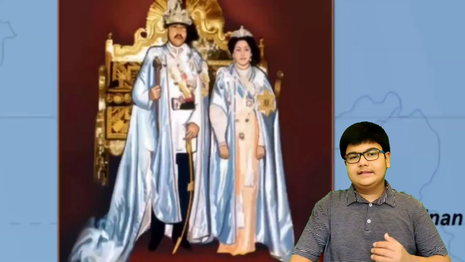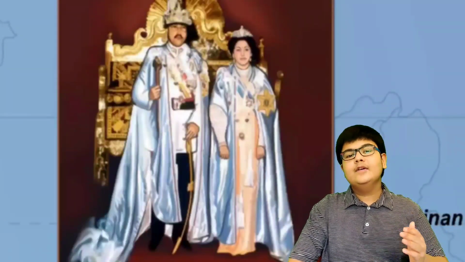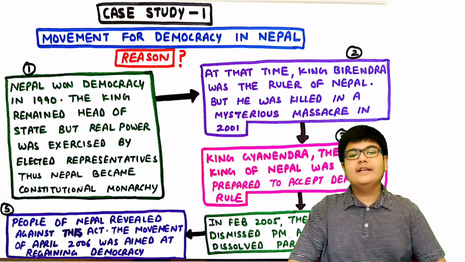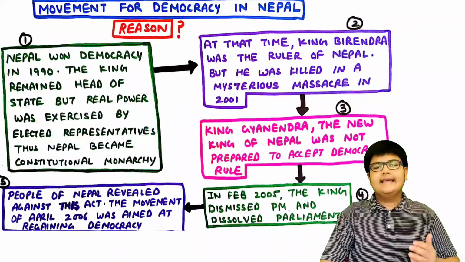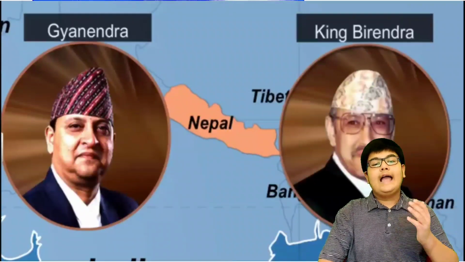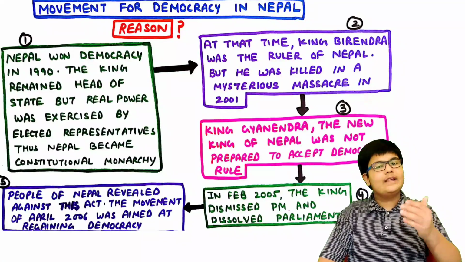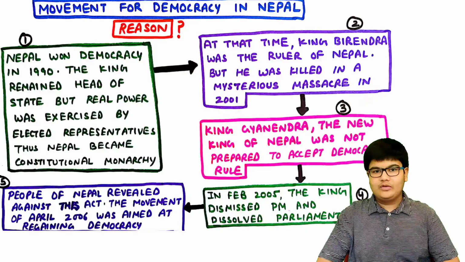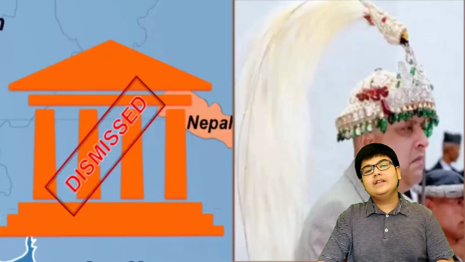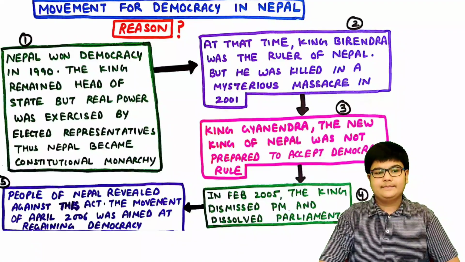At that time, the king of Nepal was Birendra, and he agreed to the system of democracy. But he was killed in a very mysterious massacre in 2001. King Gyanendra, the younger brother of King Birendra, became the next ruler, and he was not accepted. He did not accept the system of democracy, so he rejected democratic rule. In February 2005, the king dismissed the PM and dissolved the parliament. Thus, Nepal became a monarchy at that time.